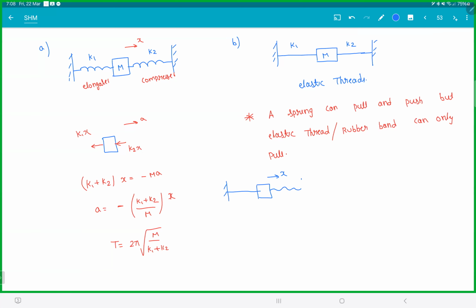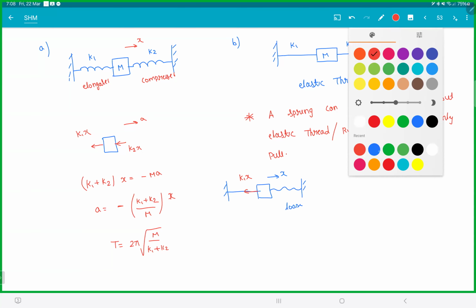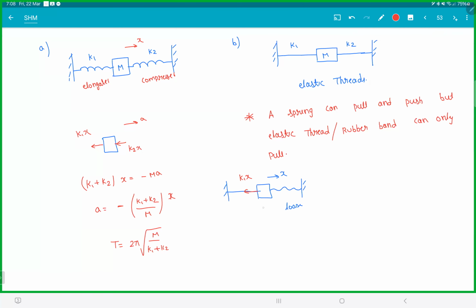This side will become loose, isn't it? So there's only one force acting here, K1x. So this behaves as if there's only one spring. So for this motion, from here to here, it behaves as if only one spring is there. So this time will be T1, which is 2 pi root over m by K1, if there's only one spring.